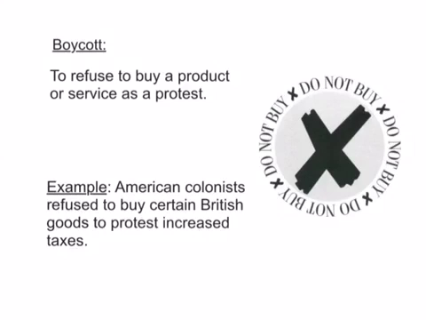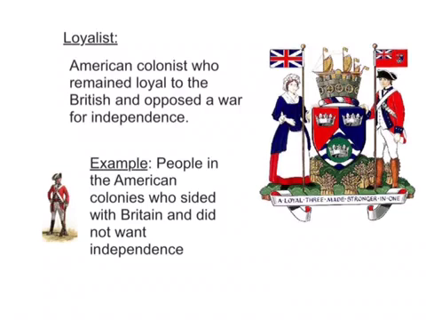of your vocabulary chart. Our next key term is loyalist. This is an American colonist who remained loyal to the British and opposed a war for independence. An example of this is people in the American colonies who sided with Britain and did not want their own independence. Make sure that you write this example, draw a picture, or use key terms in the far right-hand side of your vocabulary chart.